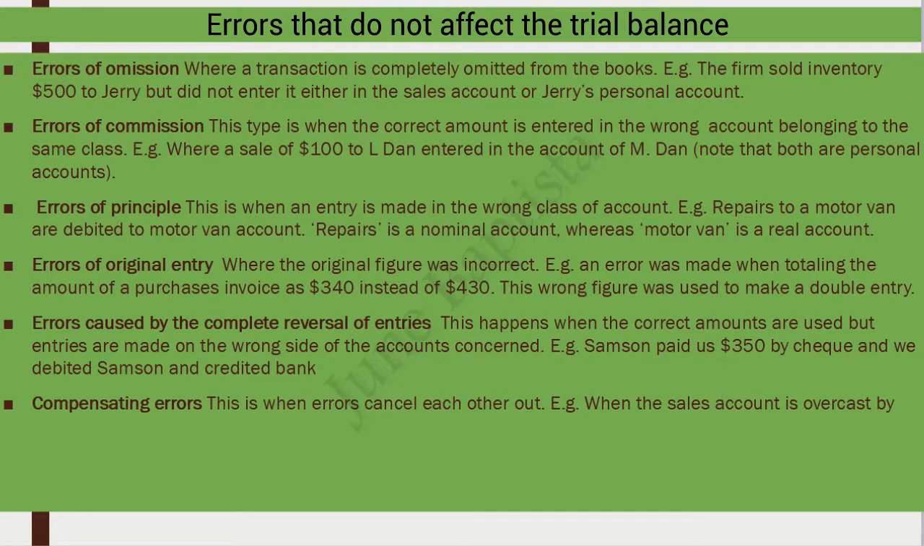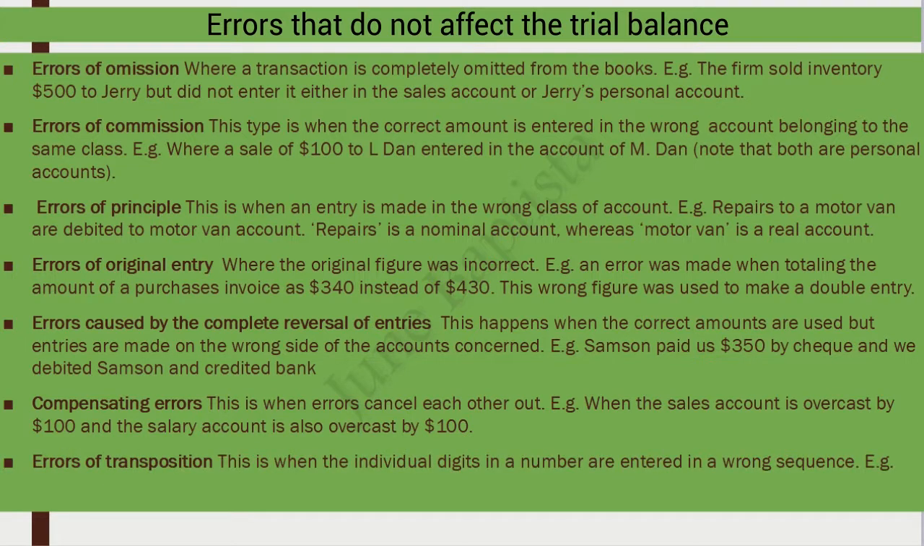Compensating errors. This is when errors cancel each other out. For example, when the sales account is overcast by $100 and the salary account is also overcast by $100. Errors of transposition. This is made when the individual digits in a number are entered in the wrong sequence. For example, we have debited bank and credited Massey's account with $450 instead of $540.